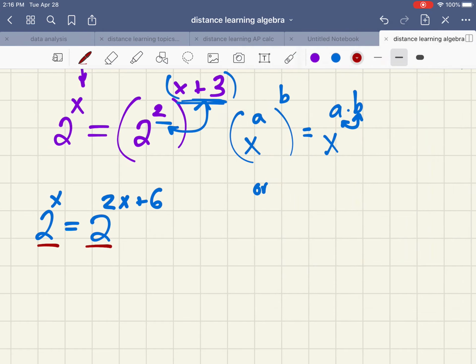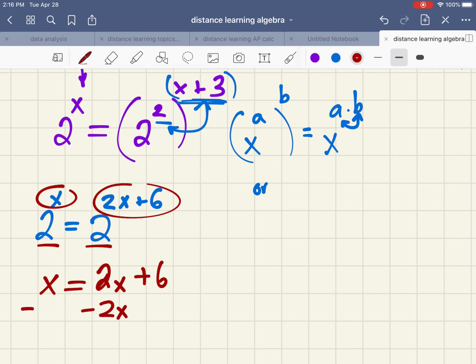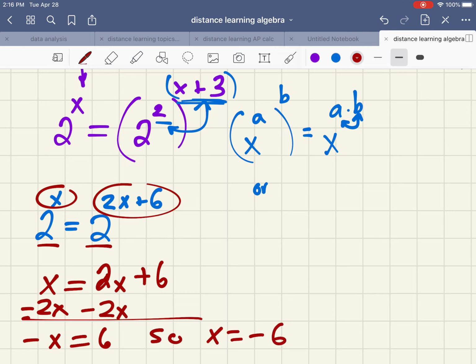When I get the same base, I can take my exponents down into their own equation and then solve for x. I get negative x equals 6, so x equals negative 6. So that is solving exponential equations.